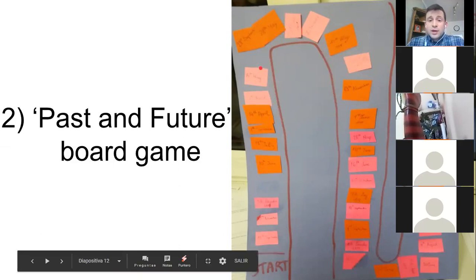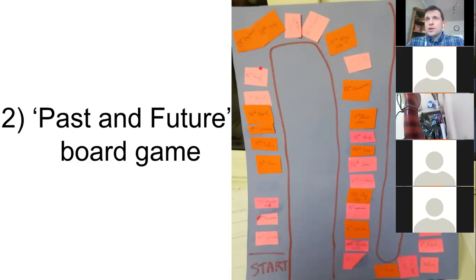You can invent rules like you have to use 2 different tenses during the speech. But it really is adaptable to many different levels. Or you could get them always to use a conditional, a third conditional if they're talking about the past, or a first conditional if they're talking about the future. So it really can be adapted in many different ways.